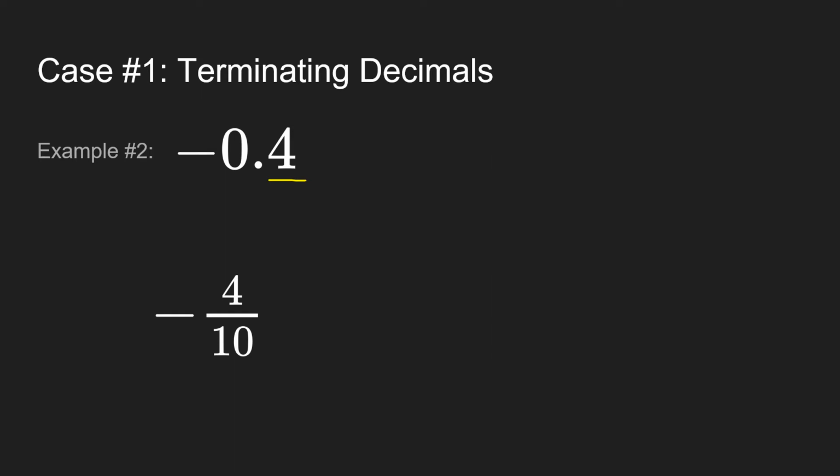The greatest common factor of 4 and 10 is 2, and so we can divide both sides by 2. So 4 divided by 2, then 10 divided by 2. And this simplifies to negative 2/5, which is the simplest fraction you can make for this expression.